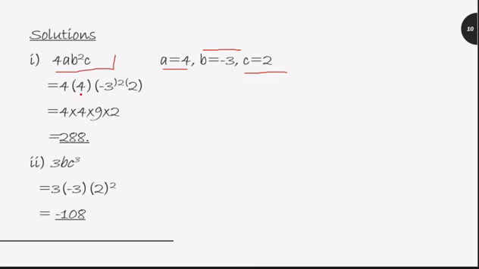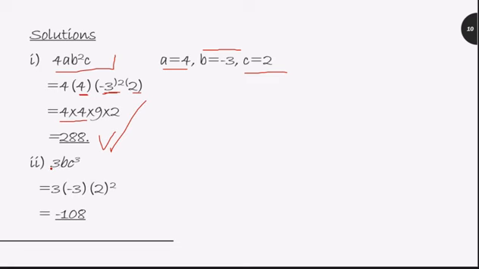4, then here we have replaced a with 4. We've replaced b with negative 3 and squared it as usual. And here we have a 2. So we have 4 by 4 by 9 by 2. What do we get? 288. And you are home and dry. 3 marks in the exams.